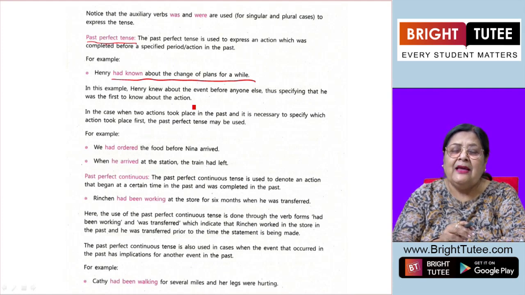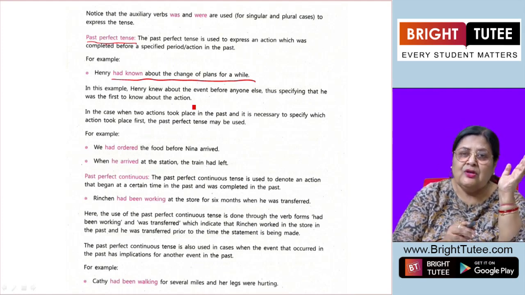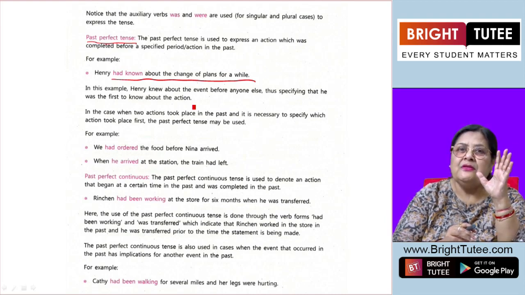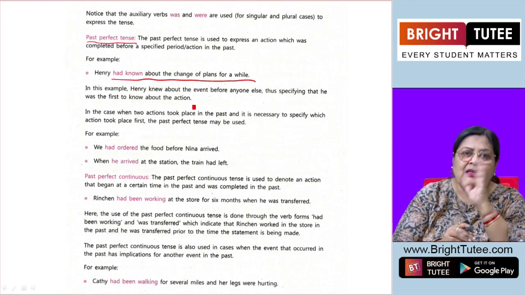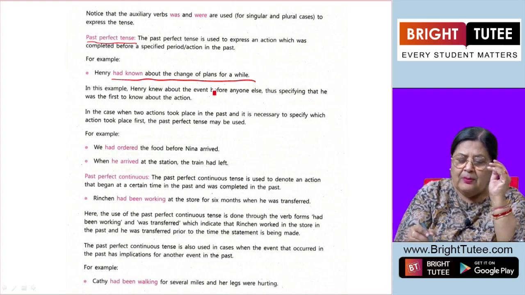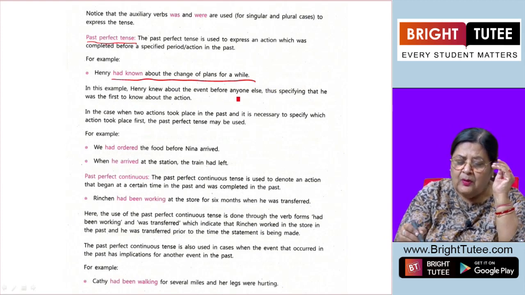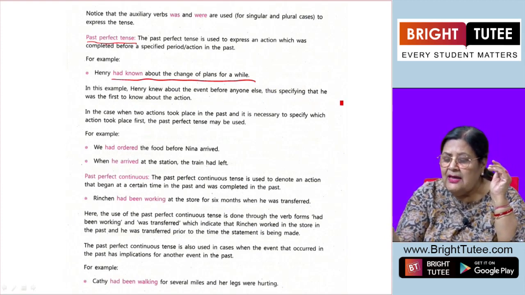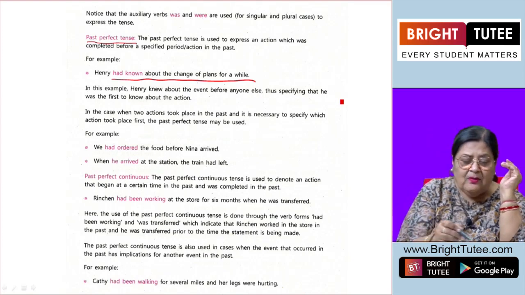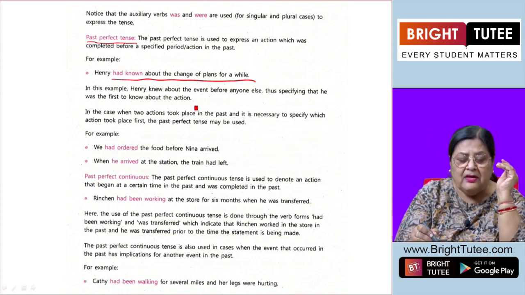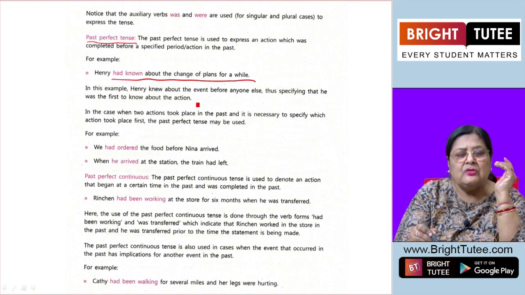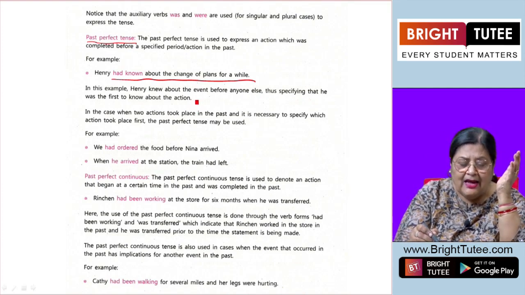So, in the perfect tense, had is to be used, no ing will be used. Okay. Had known, the verb has to be totally past. Knew and known. Know, knew and known. He had known about the change of the plans for a while. In this example, Henry knew about the event before anyone else, thus specifying that he was the first to know about the action. Henry knew about the action beforehand, so it has been said that he had known.